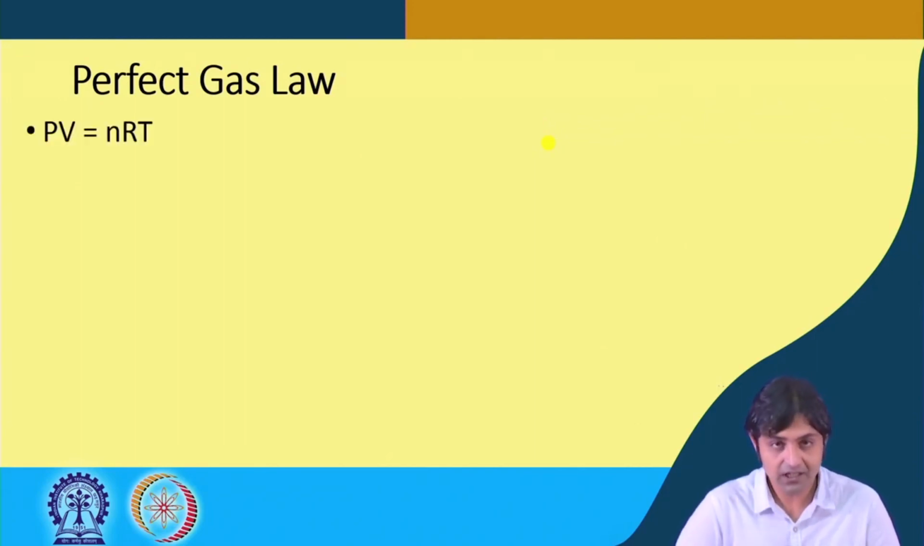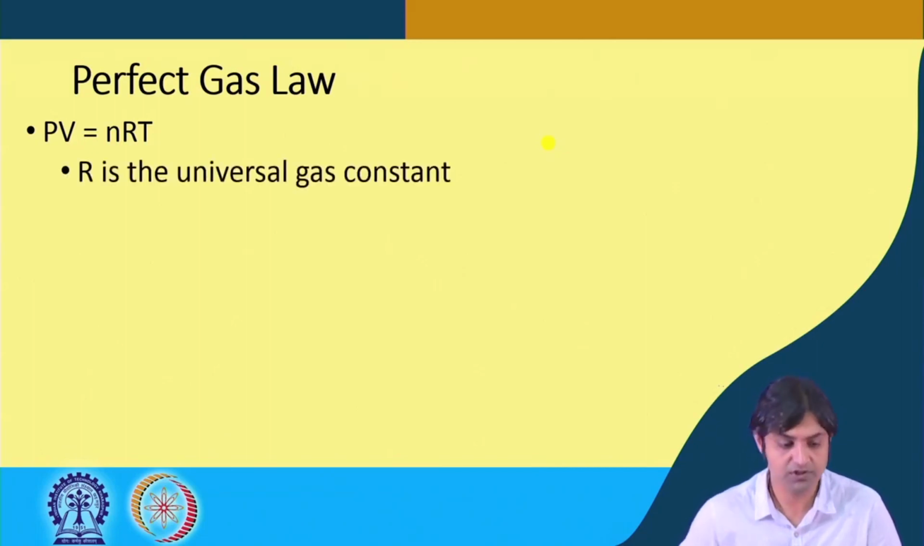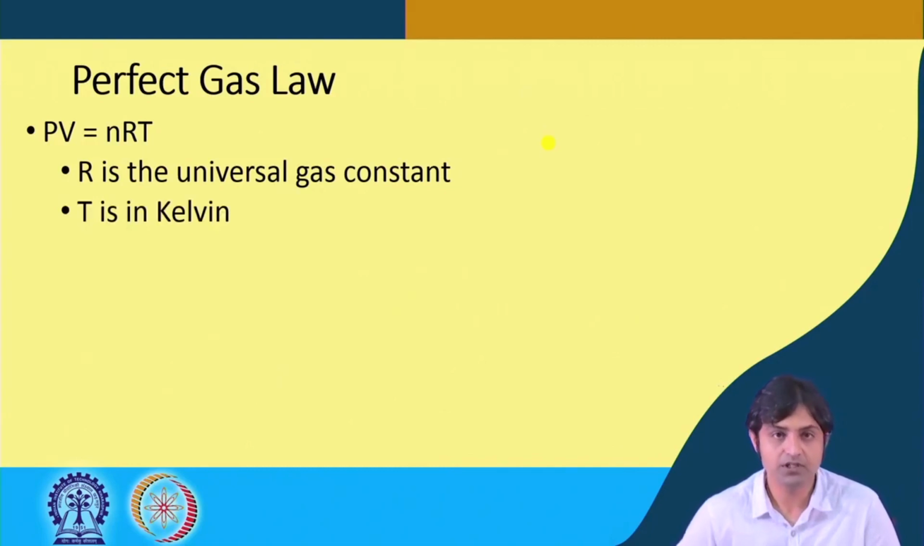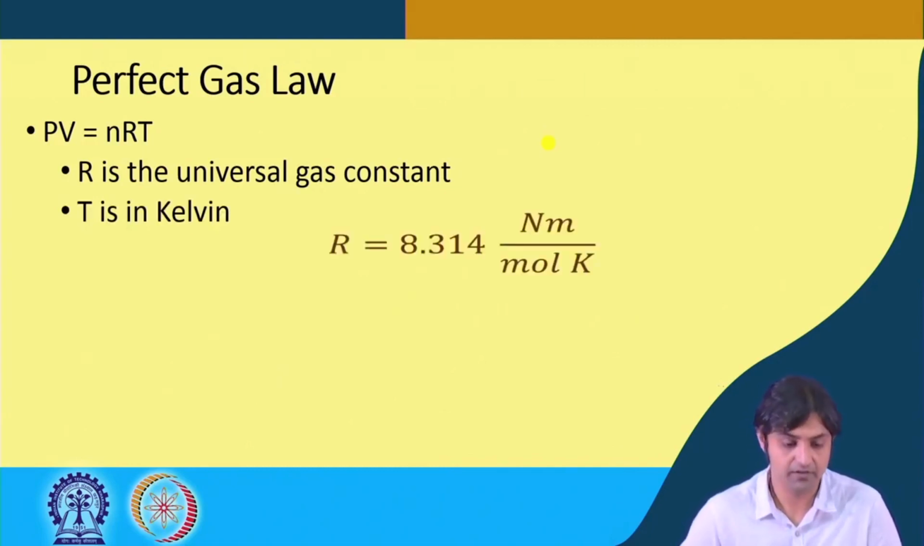So what does it say? If you remember, it says PV is equal to nRT, where P is pressure, V is volume, R is the gas constant, T is temperature, and n is the number of moles. R is the universal gas constant. Temperature is taken in Kelvin. The value of R is given as 8.314 Newton meter per mole Kelvin.